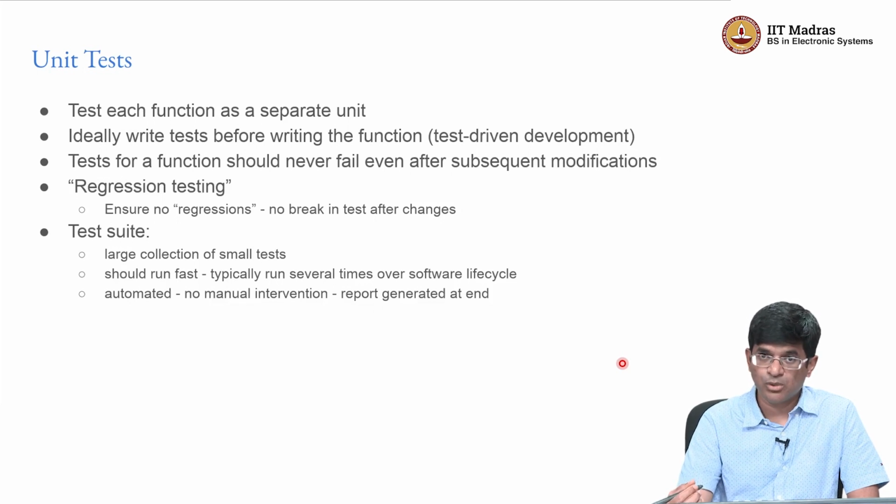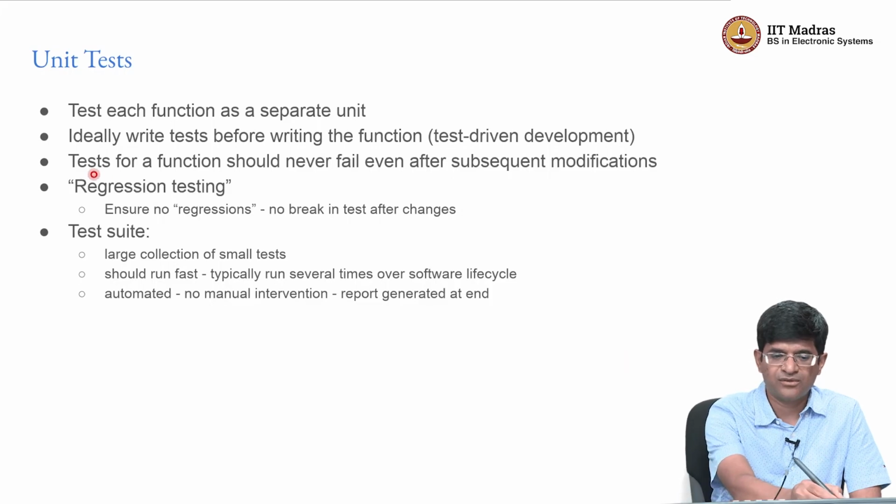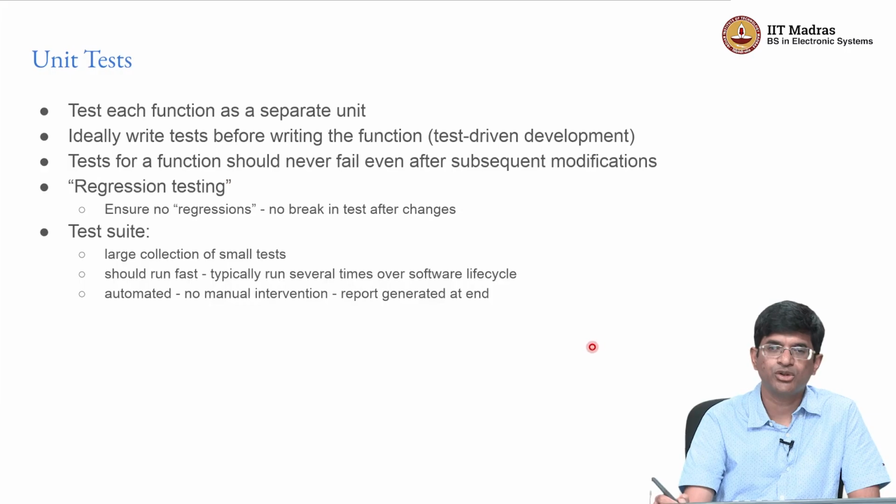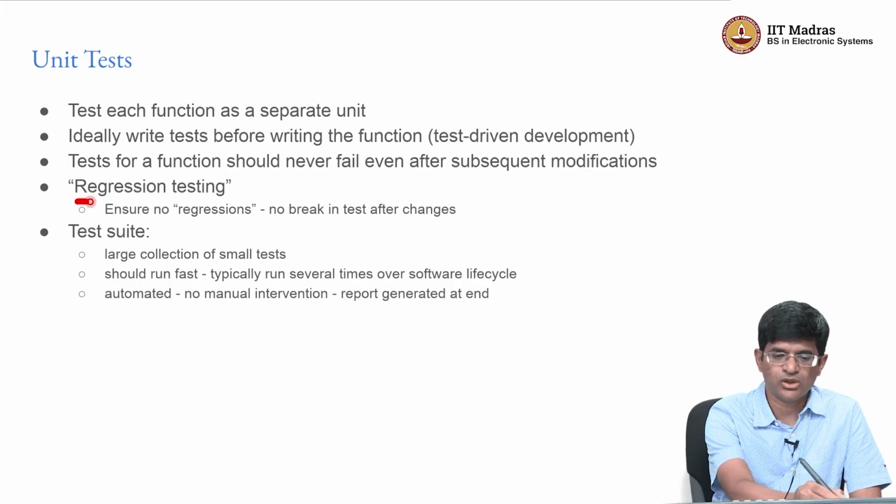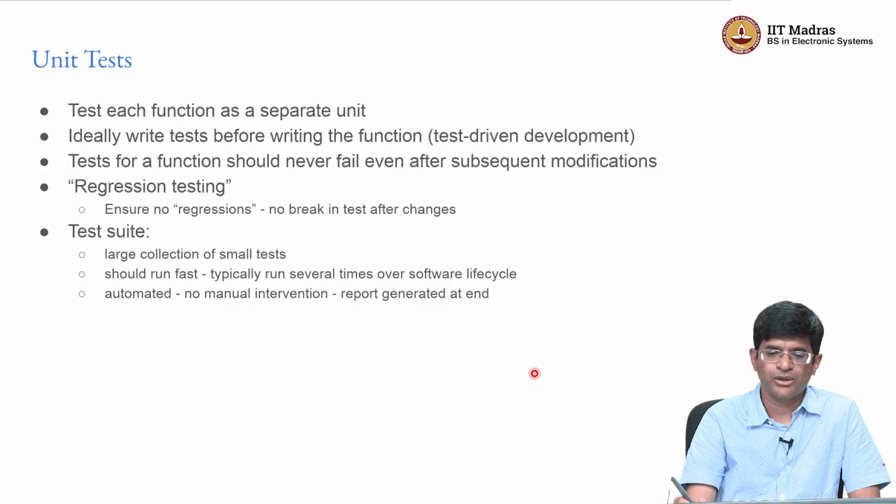So an important variant of this is that once you write a test for a function, you should never fail those tests even after subsequent modifications to your entire code base. This is sometimes also called regression, right? You want to ensure that there are no regressions to older behavior or wrong behavior, right? A regression is considered falling back towards wrong behavior, and you don't want to have any kind of breakage in the test coverage.